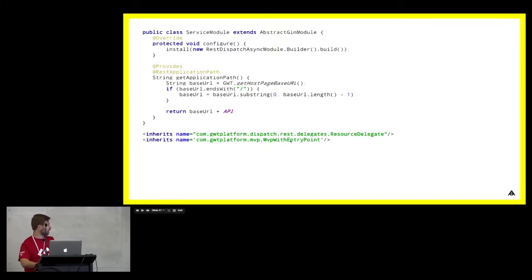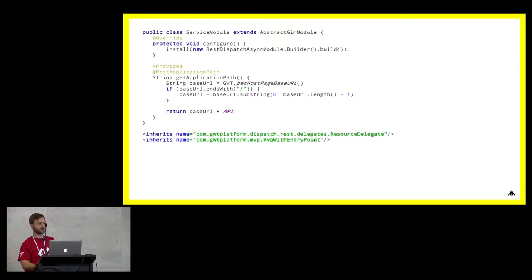And then you have to inherit into your GWT resource this line, resource delegate. That is if you're using resource delegate, else you need to include REST dispatch instead of resource delegate. This is really important. I've put those two lines together because GWTP has a fixed order for the generation of the code, and the REST dispatch generation has to happen before the MVP entry point.